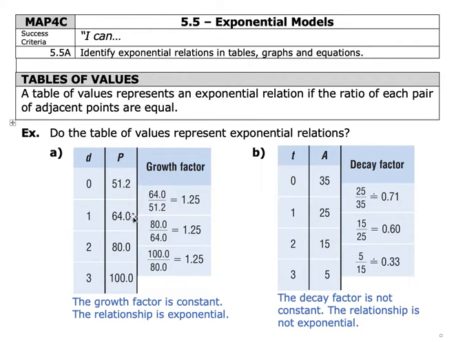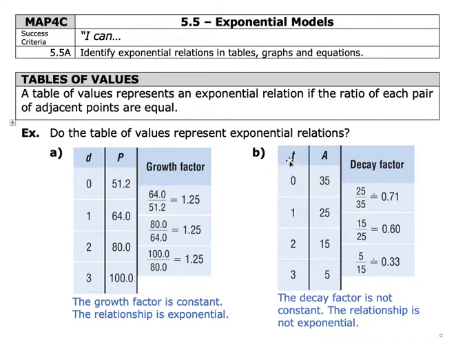So here, the ratio of 64 divided by 51.2 is equal to 1.25. And 80 divided by 64 is 1.25. 100 divided by 80 is 1.25. So the growth factor is constant. The relationship is exponential.